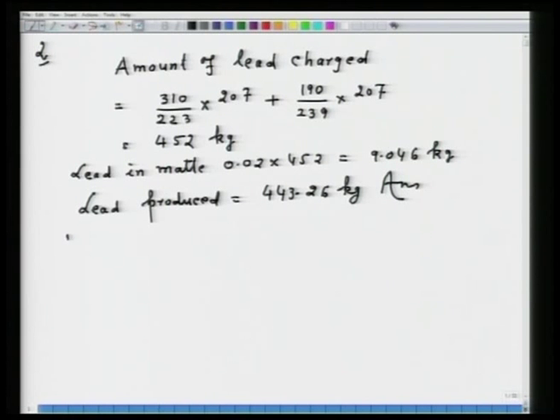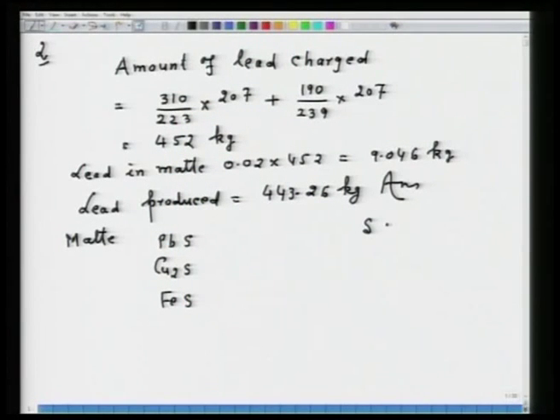Now, to calculate the mat. Mat contains lead sulfide, it contains Cu2S and it contains FeS. Now, what you have to do? Here you have to make the total balance. First of all, if you make the sulfur balance, so sulfur charged, you have to consider from all sources, and in this problem that is equal to 31.44 kg total sulfur being charged.